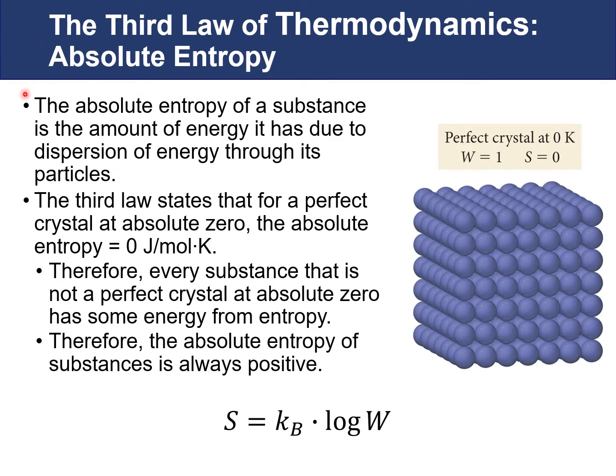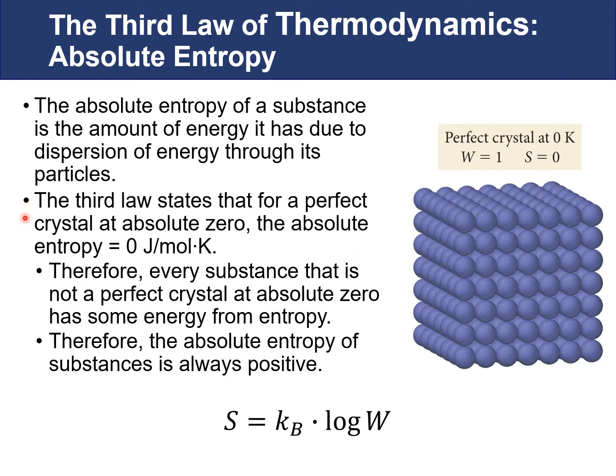So the third law gives you a starting point for absolute entropy. We have a way of describing entropy as being zero. If you have zero temperature, the molecule has no thermal energy, and if it's in a perfect crystalline form, there is only one way to arrange the atoms. So the absolute entropy of a substance is the amount of energy it has due to dispersion of energy through its particles, as well as the location of atoms. So you could have, for example, this atom being out of location. That would show a slight amount of energy to get it out of position.